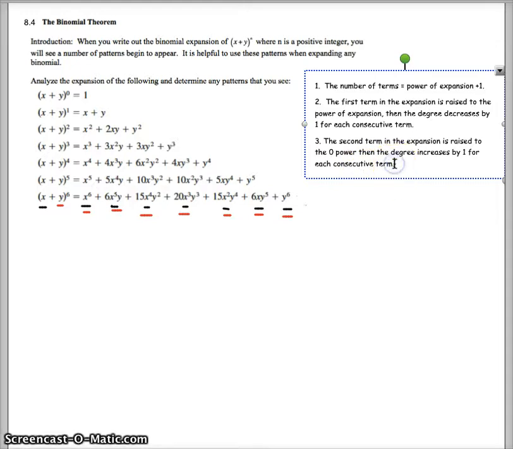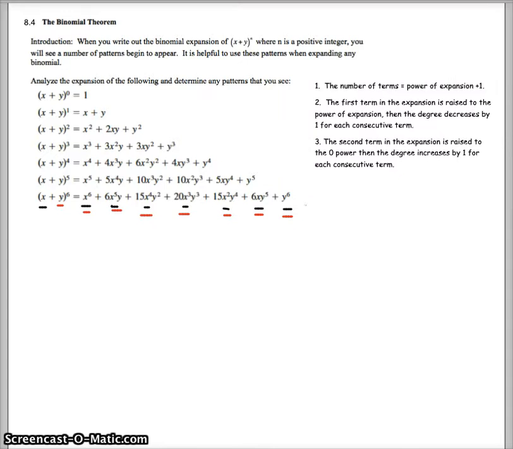Now that we've discovered this pattern, tell me what you notice about the degree of each individual term of x plus y to the 6th. The degree of term 1 is 6. The degree of term 2 is 5 plus 1, which is 6. The degree of term 3 is 6. The degree of term 4 is 6. And term 5 is 6. And term 6 is 6. And the degree of term 7 is 6. So another important pattern that we see is the power of expansion is the degree of each individual term of the expansion.